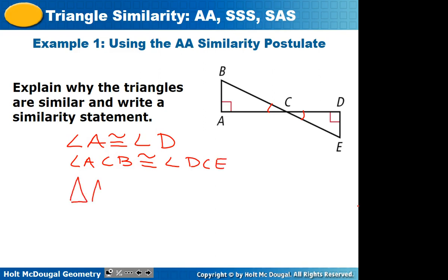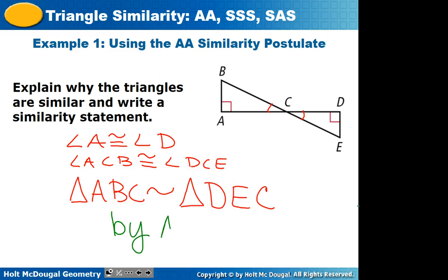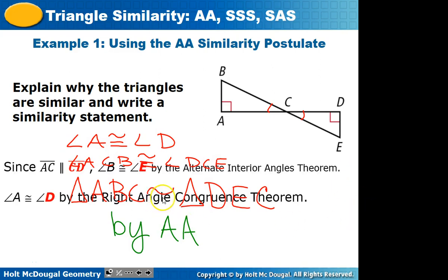So triangle ABC is similar, sorry, not congruent, but similar, to triangle. Now, if we look at A, it has a right angle, so D has a right angle. If we look at B, it has nothing on it, so that would be E. And then if we look at C, it has 1 arc on it, so that would be C here as well. And these are similar because we have both angles. So they're similar by angle-angle.